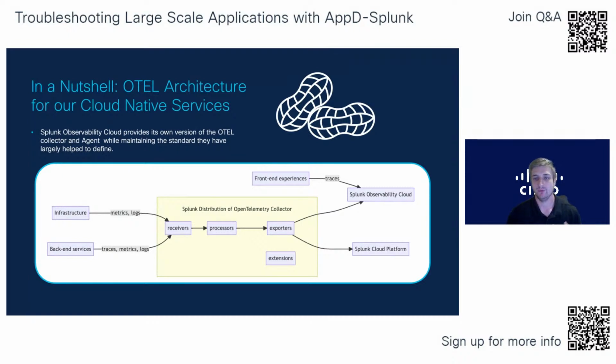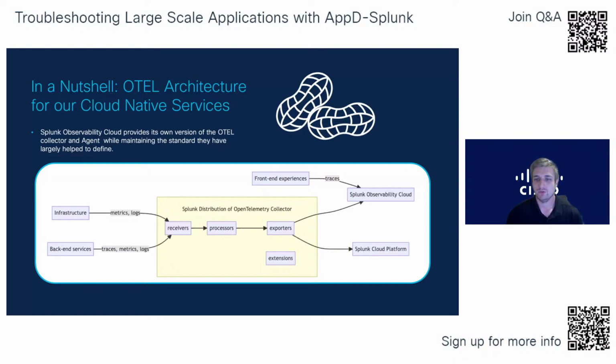Now, Splunk's Observability Cloud platform is built around ingesting OpenTelemetry, and it even has its own version of the OpenTelemetry collector and agent, which is what is used to collect your application's monitoring data. Some of the benefits of using Splunk's version versus the open source is that it's updated more frequently and has advanced capabilities specifically for Splunk.